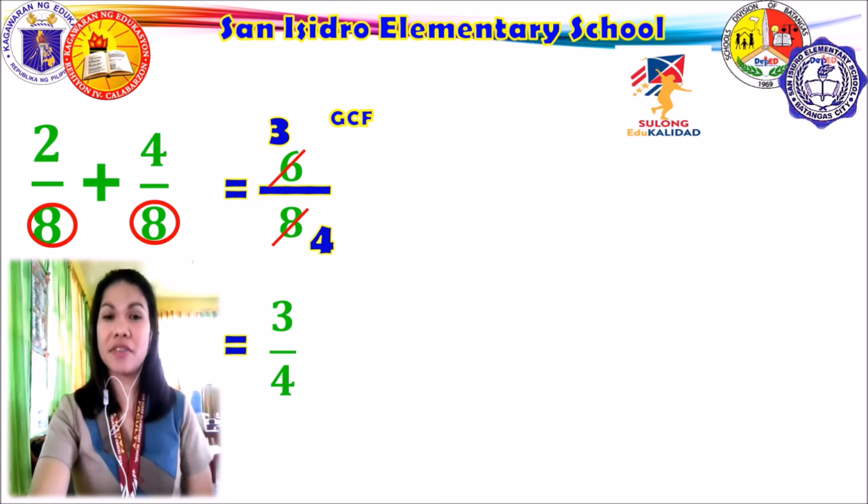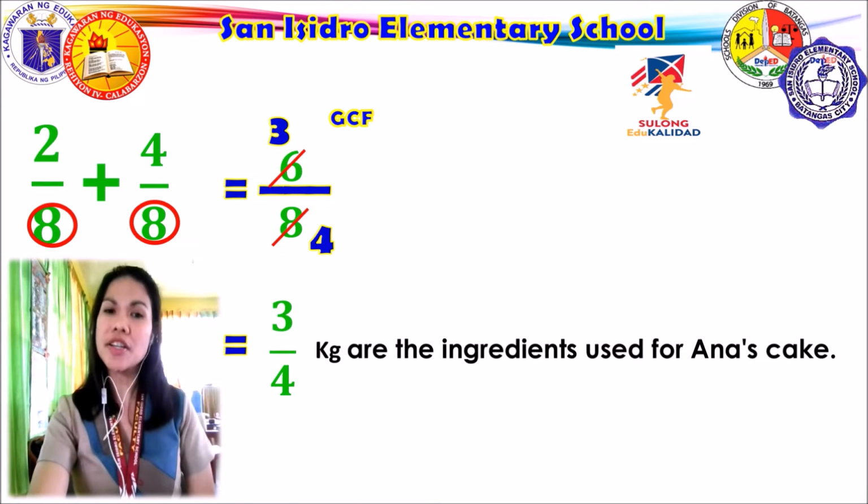So the final answer is 3/4 kilogram is the ingredients used for Anna's cake. I hope you learned addition of similar fractions, children.